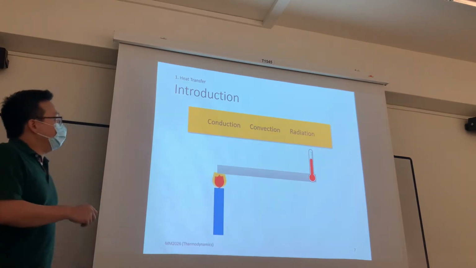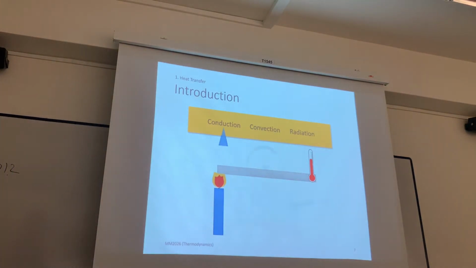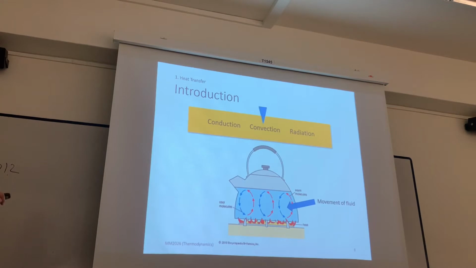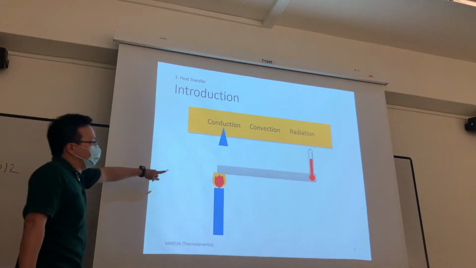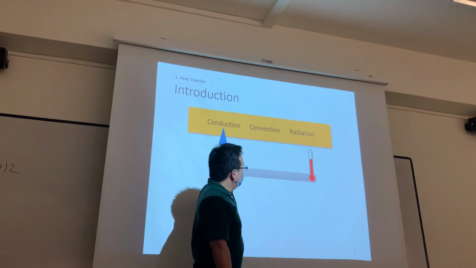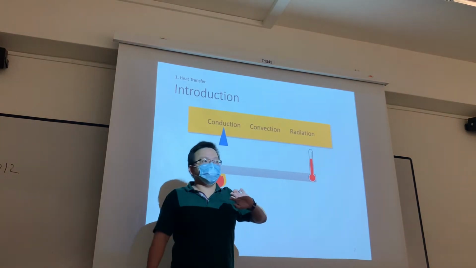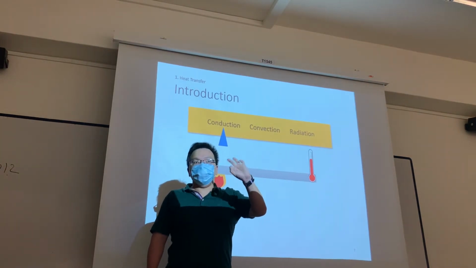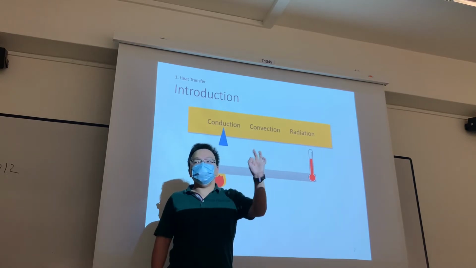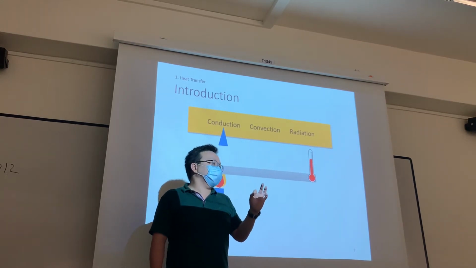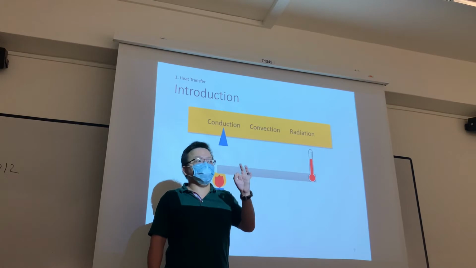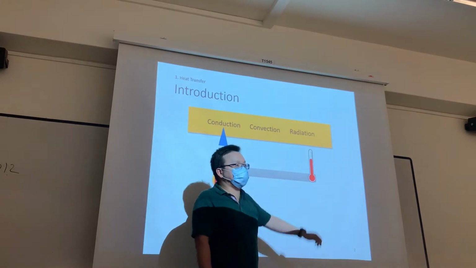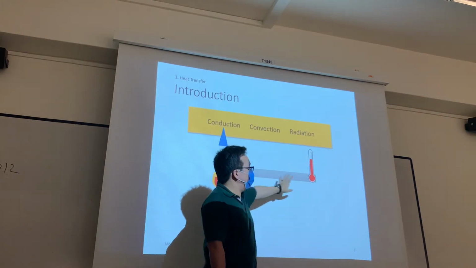So the key thing about conduction is, when you heat, how does the heat propagate through? Through vibration of molecules. Can you see this vibration? Cannot. You cannot see this vibration of the molecules, so this cannot be seen, but you can know that the heat goes through.